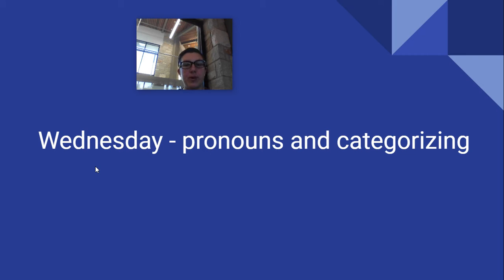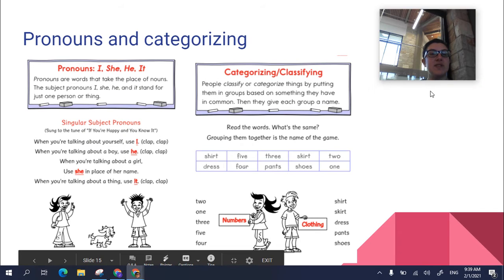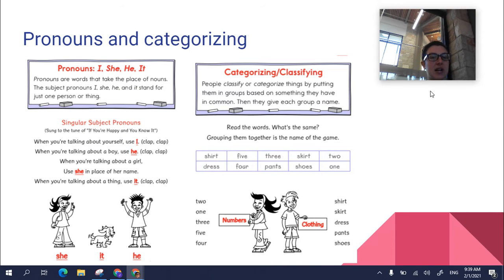Okay, today we're going to talk about pronouns and categorizing. Pronouns are I, she, he, it. Pronouns are words that take the place of nouns. The subject pronouns I, she, he, and it stand for just one person or thing.